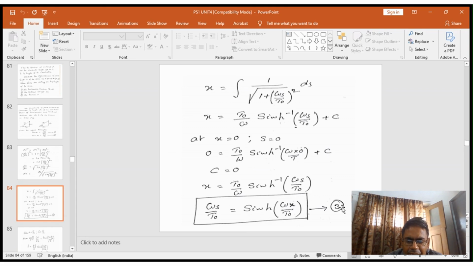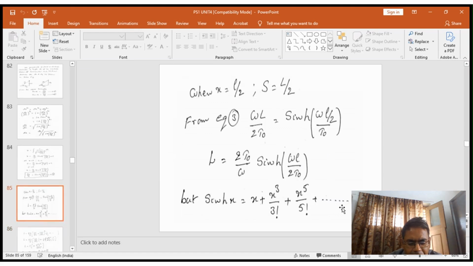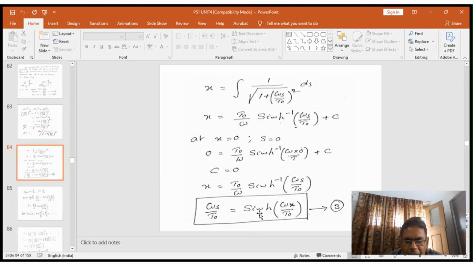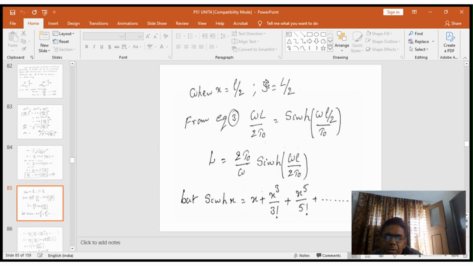From this equation 3, s is equal to T naught by omega sinh of w into x divided by T naught. If x is equal to L by 2, capital S is equal to L by 2, where capital L is nothing but the length of the conductor. S is equal to capital L by 2. Substitute here: then capital L is equal to 2T naught by omega sinh of omega L by 2T naught. L is nothing but the length of the wire.